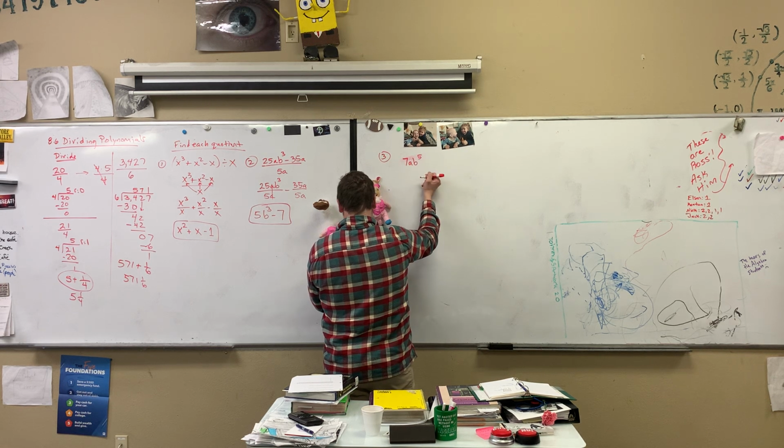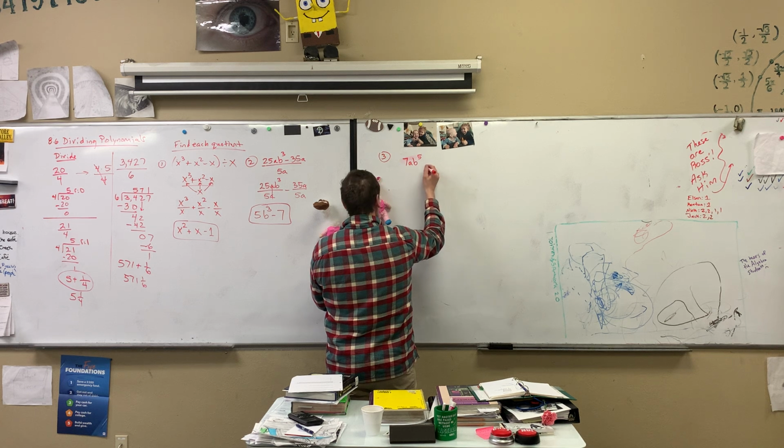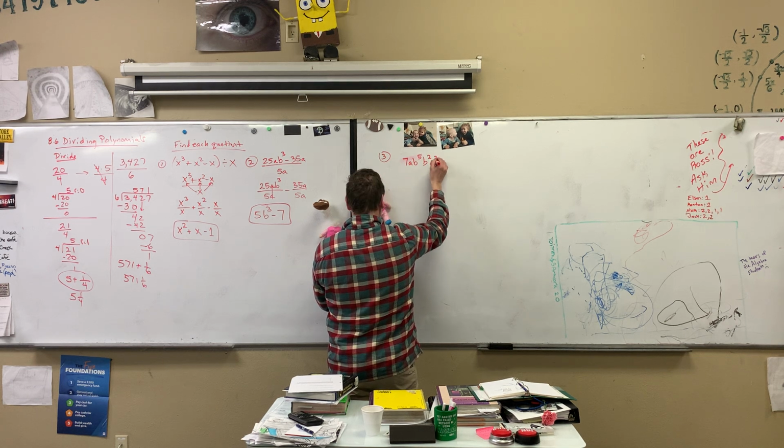7ab to the 5th. B squared c squared. What's wrong with you?